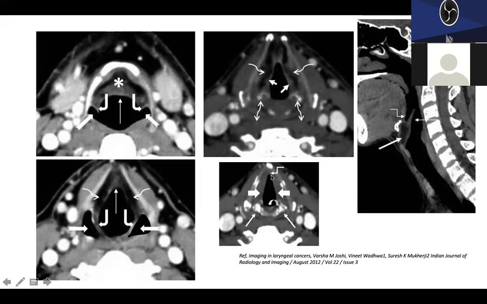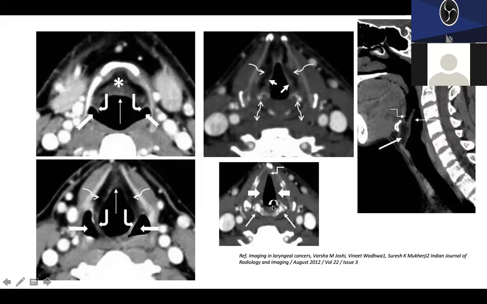So from this anterior commissure, the tumor can then spread to the contralateral cord. From this anterior commissure only, the tumor can go into the supraglottis, or it can even go into the infraglottis. Or if the tumor is a bit posteriorly placed, then it can involve the posterior commissure. This is the posterior commissure.